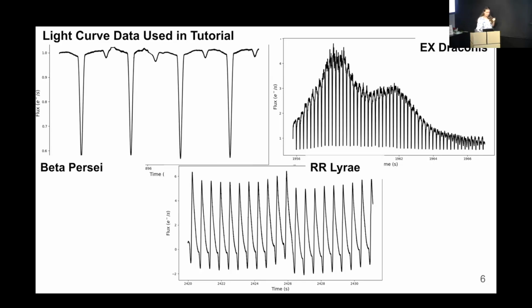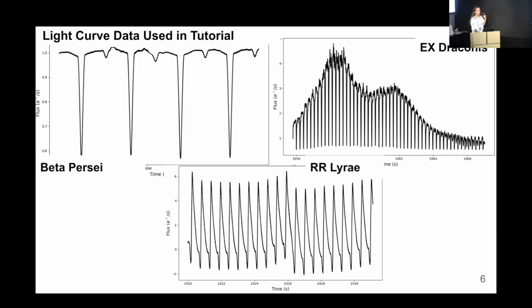I've also put visualizations, on slide 6, of the 3 light curves that I've used in the tutorial. In the top left, we've got beta Persei, which has 4 deep eclipses. It's a binary eclipsing system, and then it's got 4 shallower eclipses. All of these light curves are observed over a period of around 12 days, the same time scale for each of them.